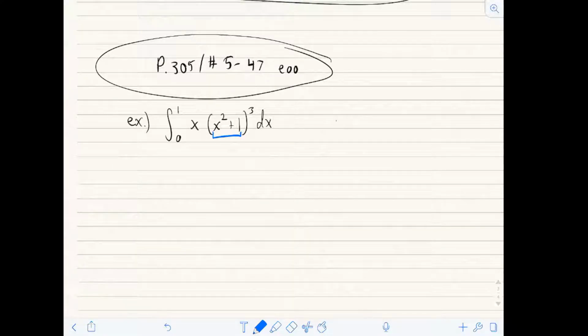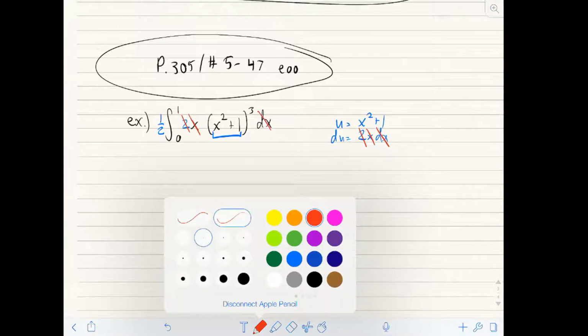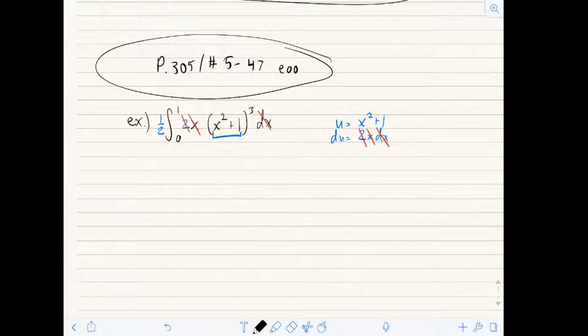For right here, I'm going to make my u value x squared plus 1. My du is going to be equal to 2x dx. So I need a 2, so I'm going to place a 2 here, and I'm going to place a 1/2 on the outside. Just a quick check, right? The 2 replaces with the 2, the x replaces with the x, and the dx replaces with the dx. So that means that those values can now be replaced with a du. So I'm going to write 1/2 on the outside, from 0 to 1 of u to the third du.